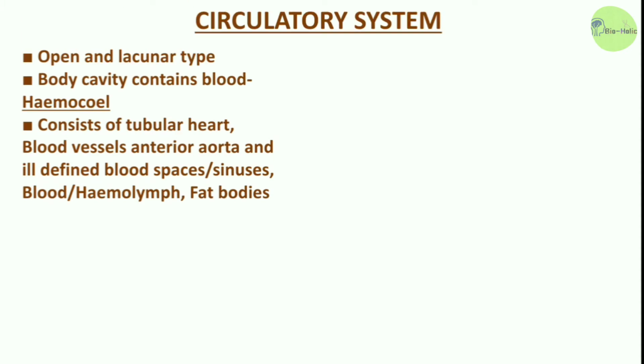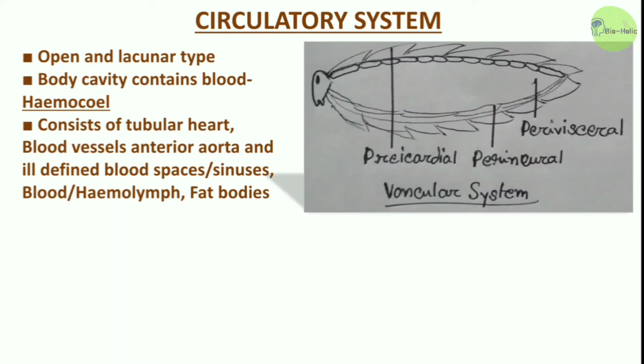At first, let's discuss the circulatory system. The circulatory system of cockroaches is open and lacunar type. The body cavity contains blood, so it is called the hemocoel. It consists of a tubular heart, blood vessels, which is the anterior aorta, and ill-defined blood spaces called sinuses, and blood or hemolymph or fat bodies.